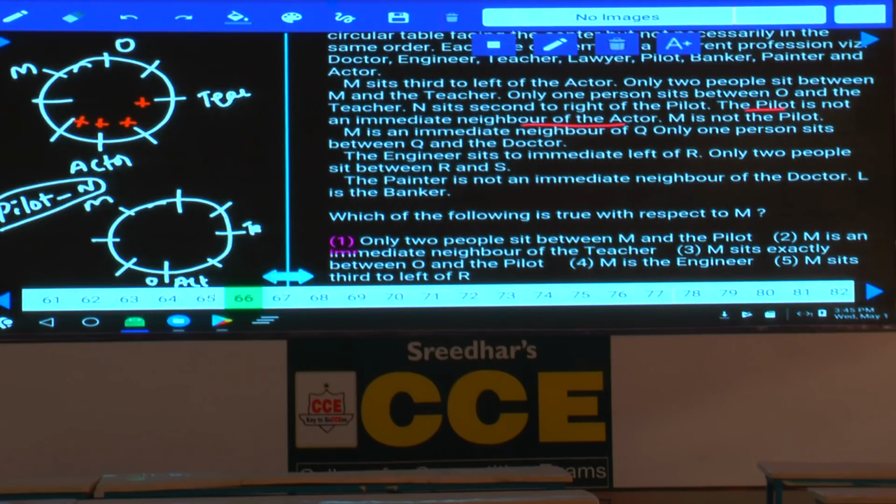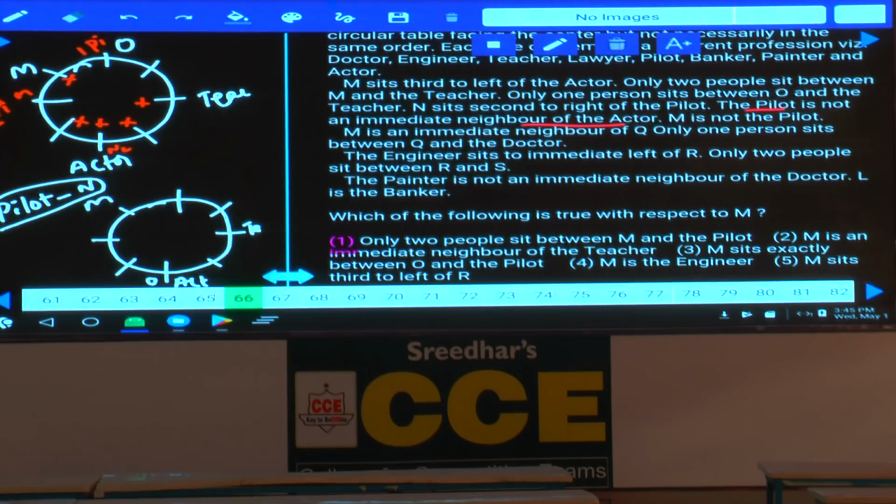And M is not the pilot, so the pilot cannot be here as well. Then how many possibilities do we have? We have two possibilities. Either O can be the pilot or Q can be the pilot, isn't it? Either O is the pilot or the person to the immediate right of M can be the pilot. Pilot can be either at this place or here. If the pilot is here, then N will be here, because N sits second to the right. Or if the pilot is here, then N will be here, the actor. There are two possibilities within this one.